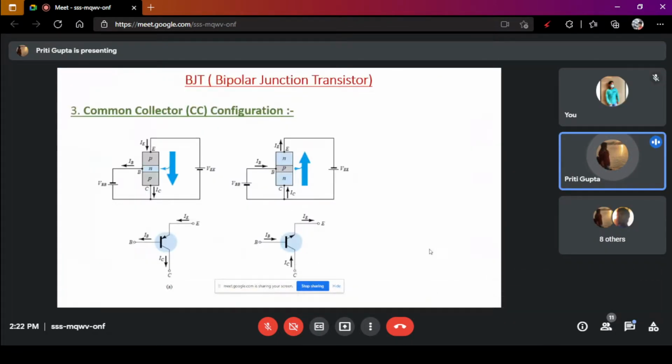So just draw this figure, students. CC configuration. Once you are done, let me know, okay? Please be fast.